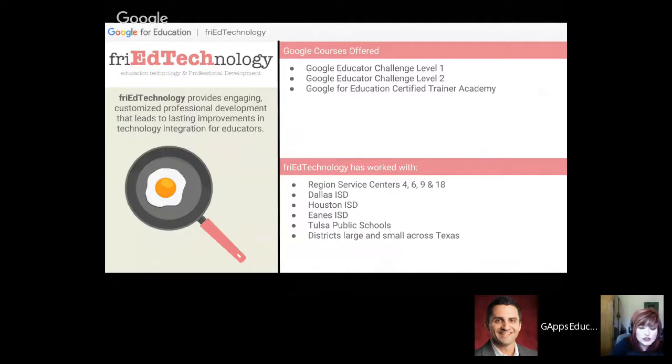I listed on this slide some of the districts and entities that we've worked with before. People always ask about this. Who else have you helped? Who else have you worked with? These are some exemplary organizations and schools who we've worked with and continue to collaborate with in our business. So Cassie, will you switch that for us? Yes.